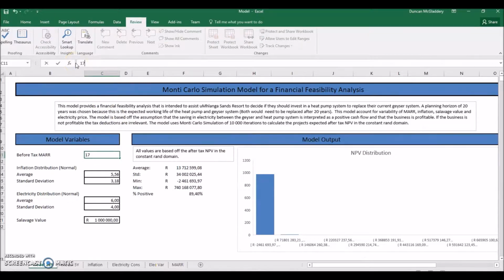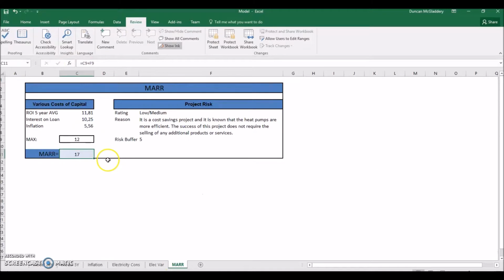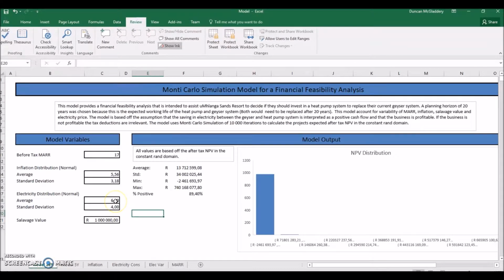So I selected the MAR value to be 17%, and this was done through looking at the holding company's return on investment over the last 5 years, which was 11.81%, then looking at the interest on the loan, and then looking at inflation. I then selected the largest value of these and added a risk buffer of 5 to that and came up with a MAR value of 17. So now we have the model and we can use it for experiments.